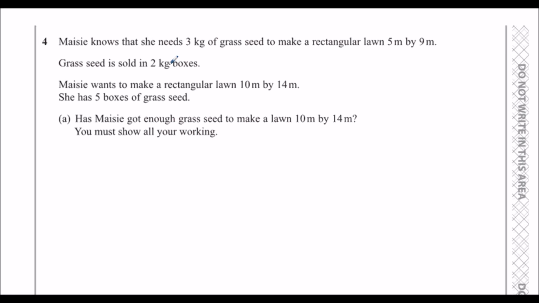So she needs 3 kilograms of grass seed to make 5 by 9 meters. So 5 by 9 meters is 45 meters squared. So 3 kilograms of grass seed is needed for 45 meters squared.